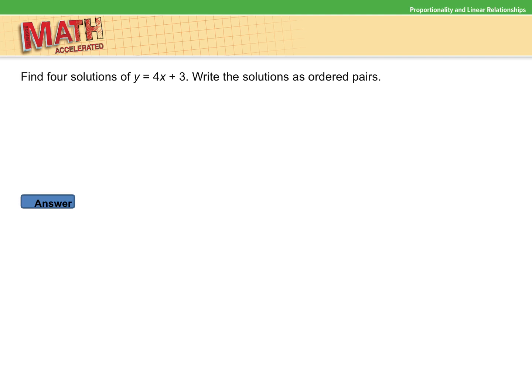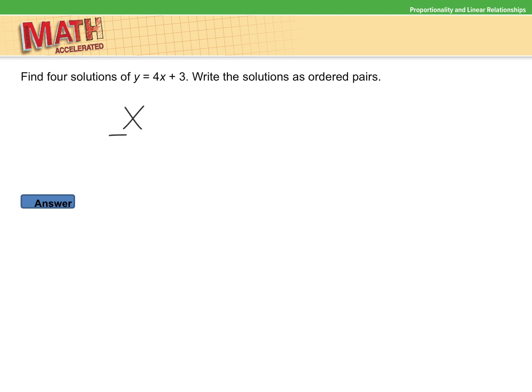Now, let's talk about this. It wants us to find solutions of y equals 4x plus 3. What does it mean by find a solution? When we plug in an x, what are we trying to find? We're trying to find that y. So we need to figure out x values to plug in to get y.